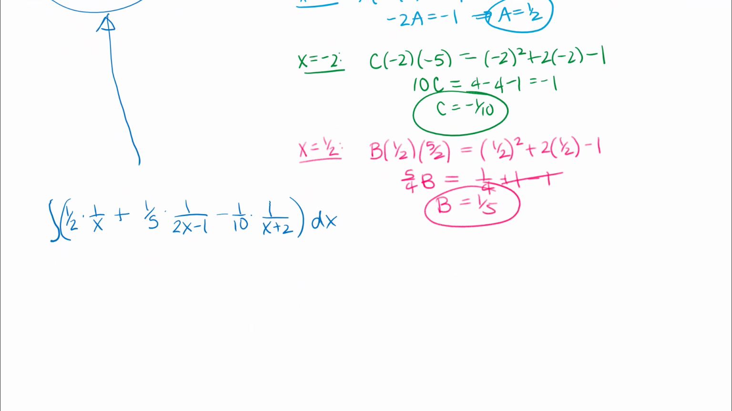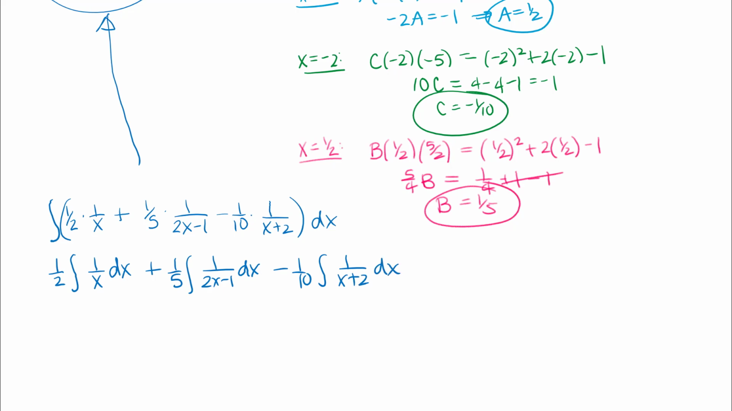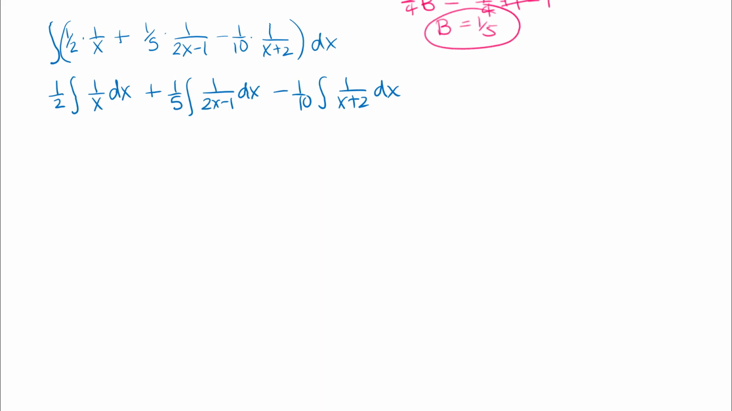Whether you write it out or think it through like this, you want to think about separating that into separate integrals. So I'll have 1/2 times the integral of 1 over x dx plus 1/5 times the integral of 1 over 2x minus 1 dx, and then minus 1/10 times the integral of 1 over x plus 2 dx. These are now simpler integrals than I started with. So I need to think about how to do each of those integrals.